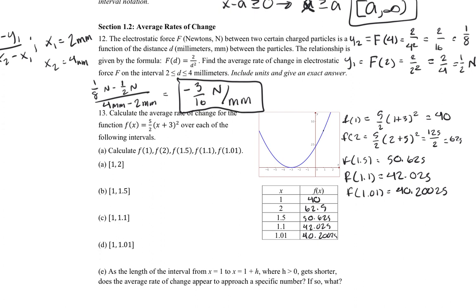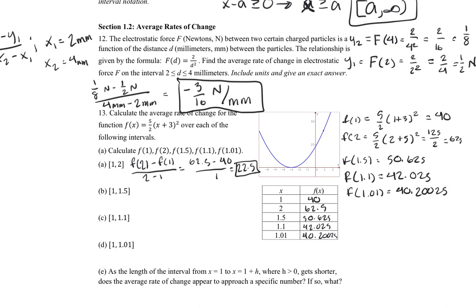So for part A again, we can set up our average rate of change equation from 1 to 2. That's going to be f of 2 minus f of 1 over 2 minus 1, right? So then that's going to be 62.5 minus 40 over 1, which is going to give us 22.5 for the first one.